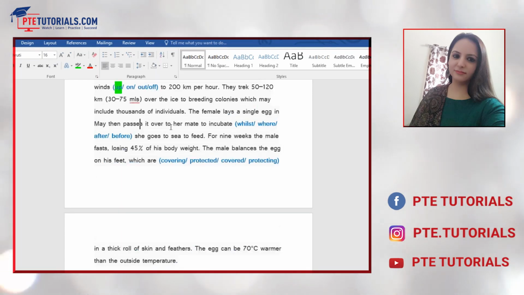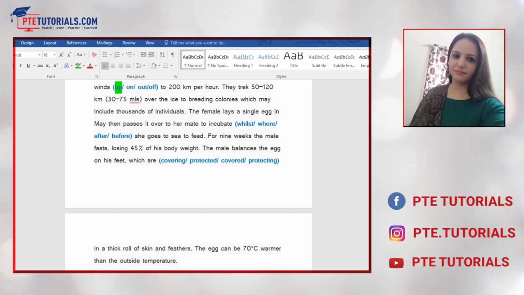Very good. Who has given the answer? Amit. Whilst. Whilst she goes to sea to feed. If I write "where," "where she goes" is not making sense. "After she goes," not making sense. "Before she goes," not making sense. Only I'm left with "whilst she will be going to the sea to feed them all."